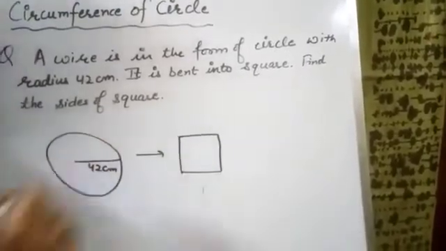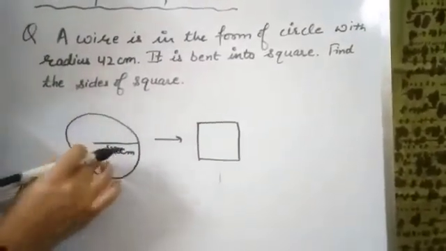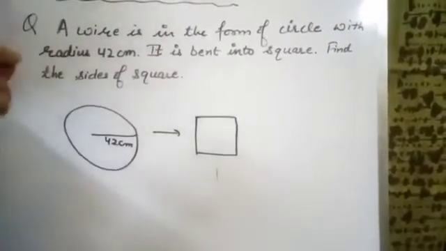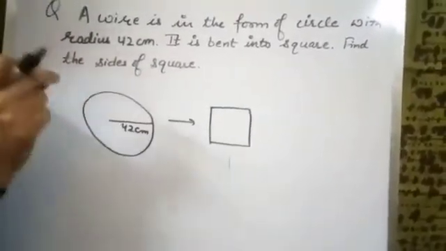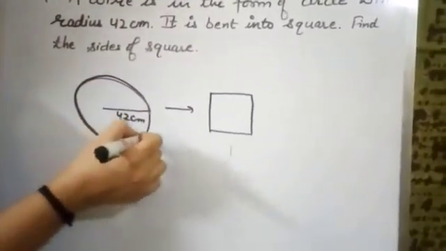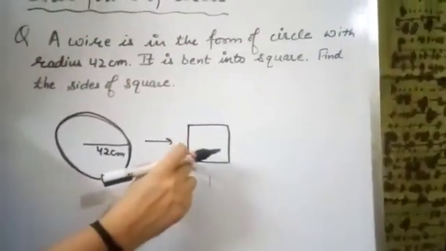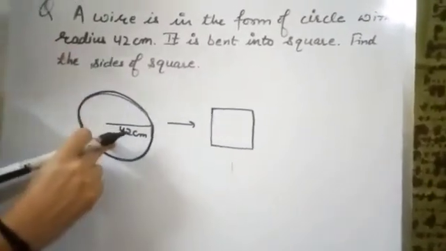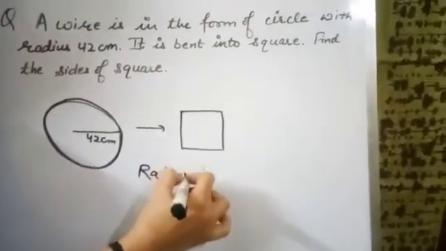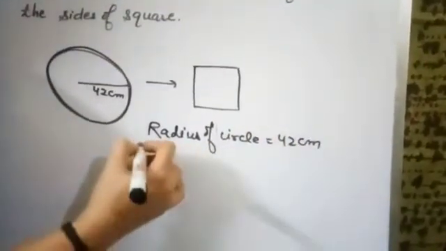Now what is common between these two figures? The perimeter of these two figures is the same, because the same wire which is used to make the circle is used to make the square. The perimeter in the case of a circle is the circumference. The circumference of this circle is equal to the perimeter of this square, because the same wire length is used. Radius is known to us, so we can find out the circumference of the circle. The radius of the circle is given to us, 42 centimeter.